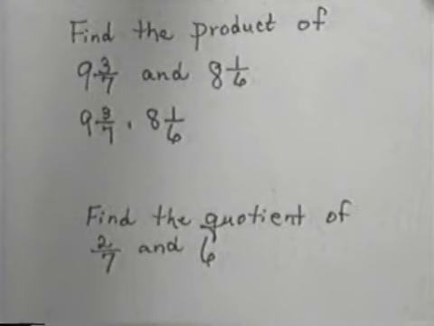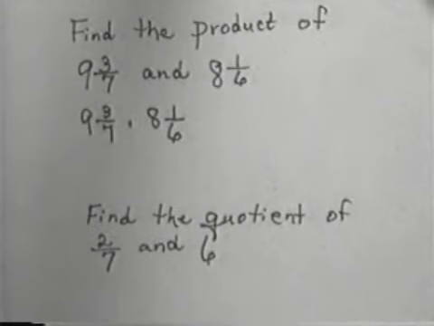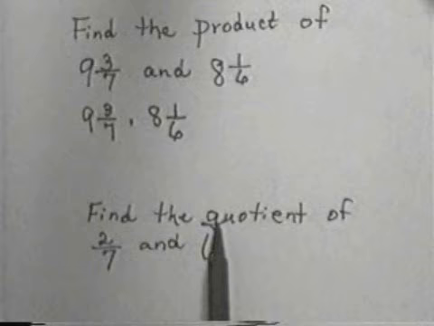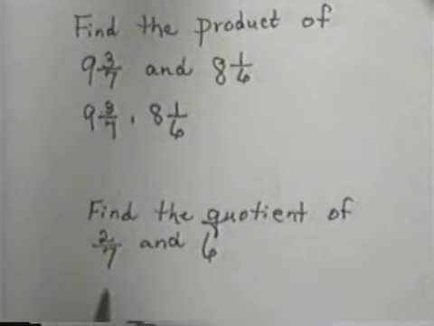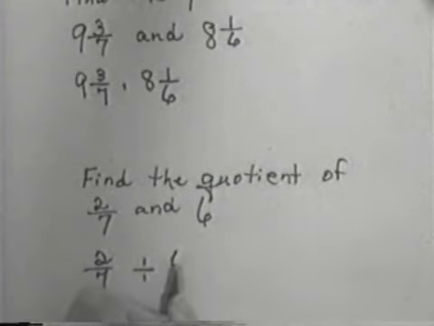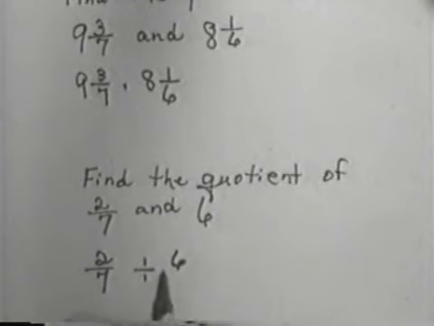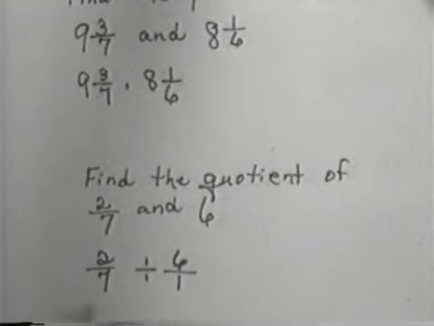If we were going to work that out, we'd make them improper fractions, reduce, and then multiply. The second problem says find the quotient of 2/7 and 6. Quotient means to divide, and when you see quotient, you always do the division in the order it's stated after that. So we'd have 2/7 divided by 6, and you'd make the 6 look like a fraction, and then you do the division. In fact, we'll just finish this one.